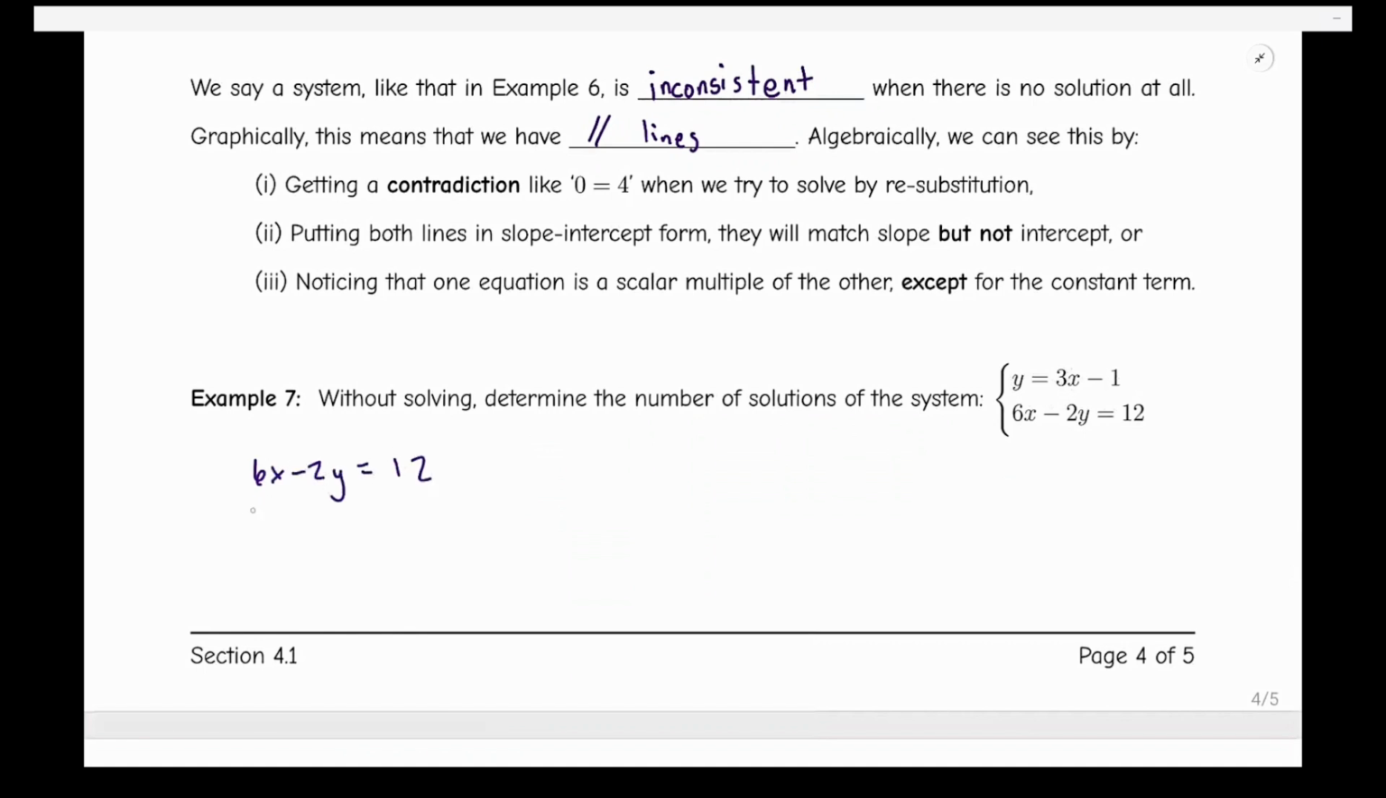To get in slope-intercept form, I'm going to subtract 6x. Get negative 2y equals negative 6x plus 12. Divide by negative 2. Get y equals 3x minus 6. So now that they're both in slope-intercept form, I notice that they have the same slope.